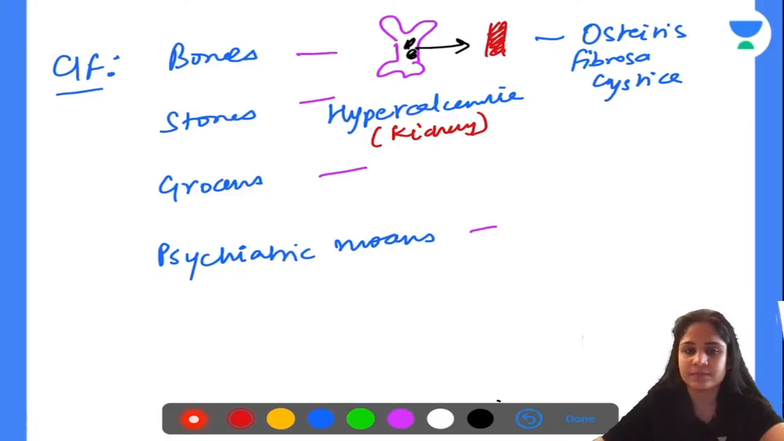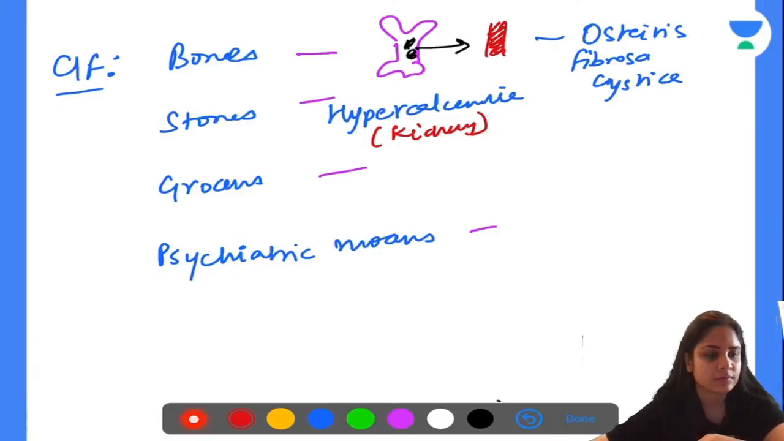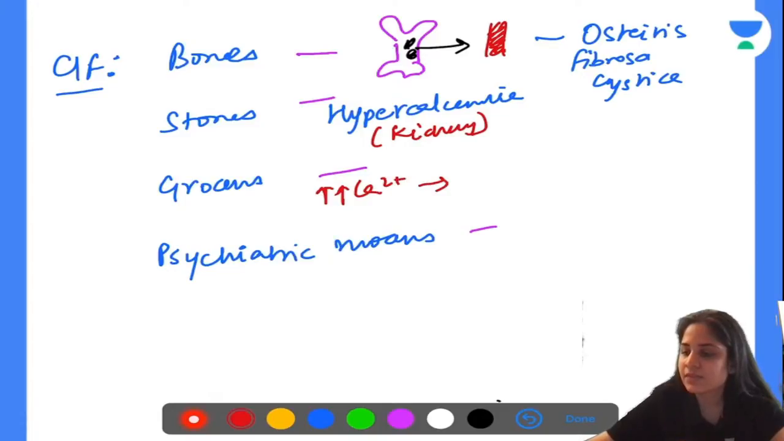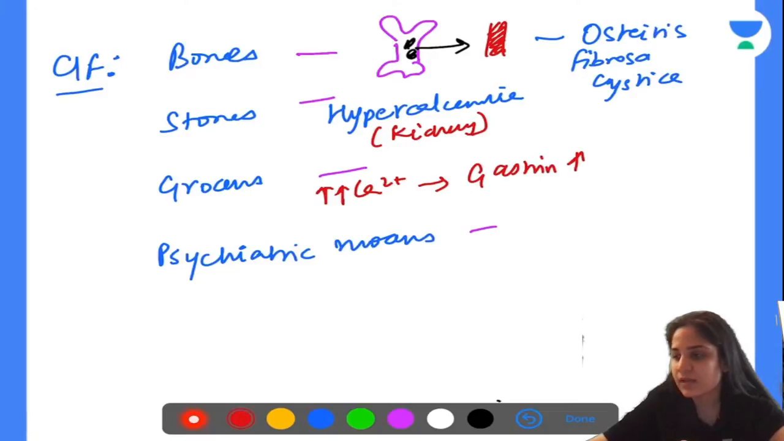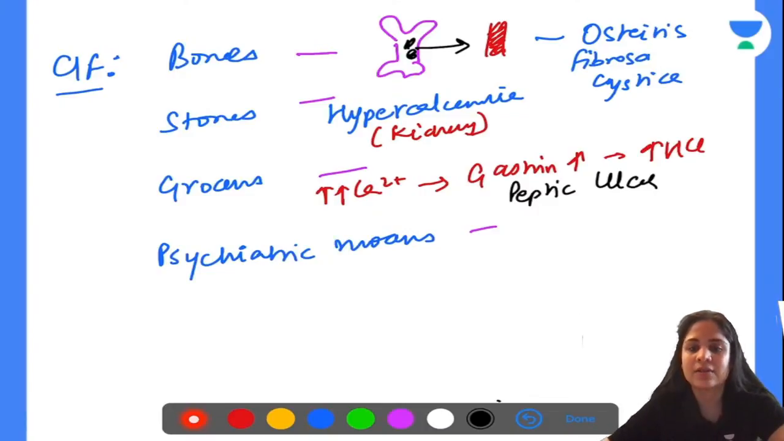Okay, then why do you get abdominal groans? Any idea? What is the reason behind the abdominal groans? Okay, so kya hota hai na? If you have excessive calcium levels, this calcium will act on your gastrin releasing cells, your hormonal cells that are there in the stomach, in the antrum. And it will cause excessive gastrin release. Okay, excessive gastrin release will cause increased hydrochloric acid levels in the stomach, and this will lead to more of peptic ulcer formation. Okay, so because of increased peptic ulceration, you have abdominal groans.